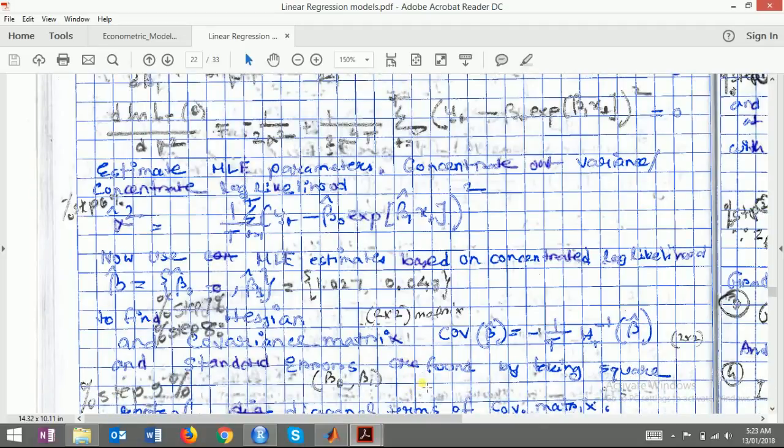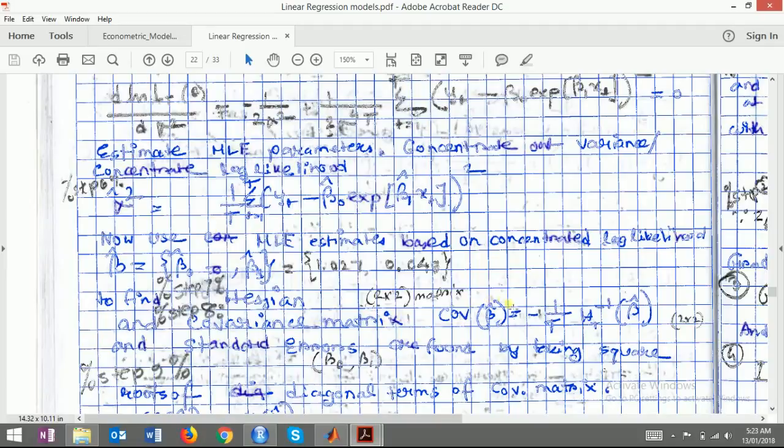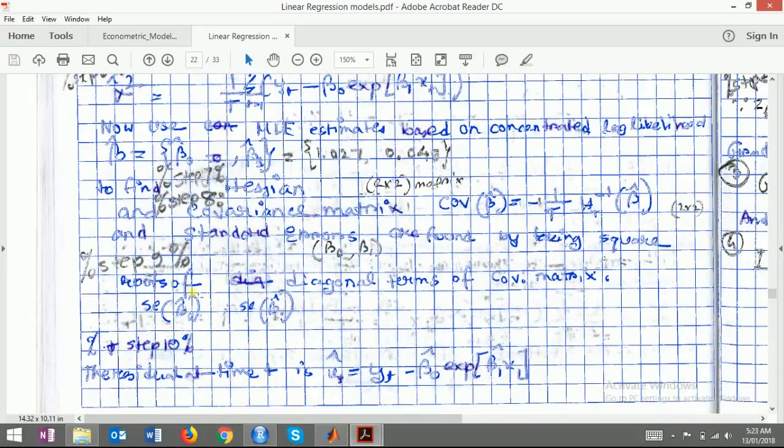Now, using MLE estimates based on the concentrated log likelihood function, if these are the estimation parameters, the initial estimation, to find the Hessian and covariance matrix, we need to use the Hessian. For the covariance matrix, which is minus the mean negative Hessian of beta, the standard errors are found by taking the square root of the diagonal terms of the covariance matrix. The square root of the diagonal terms of the covariance matrix gives us the standard errors.